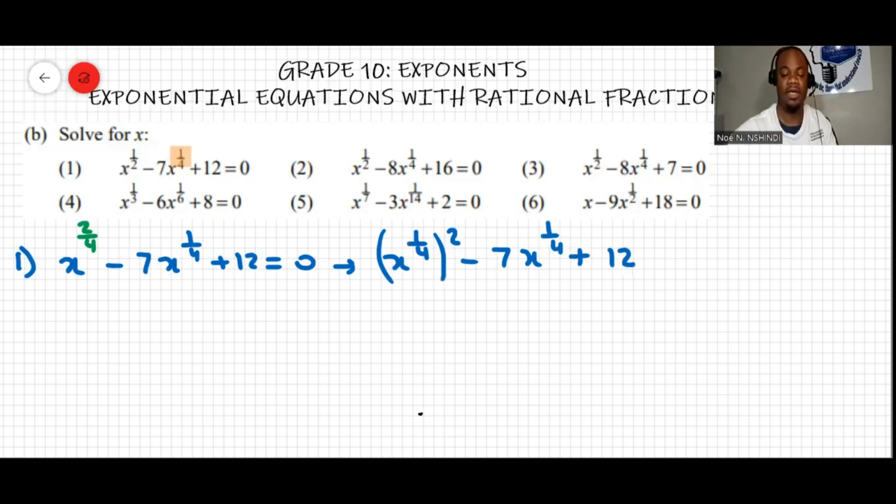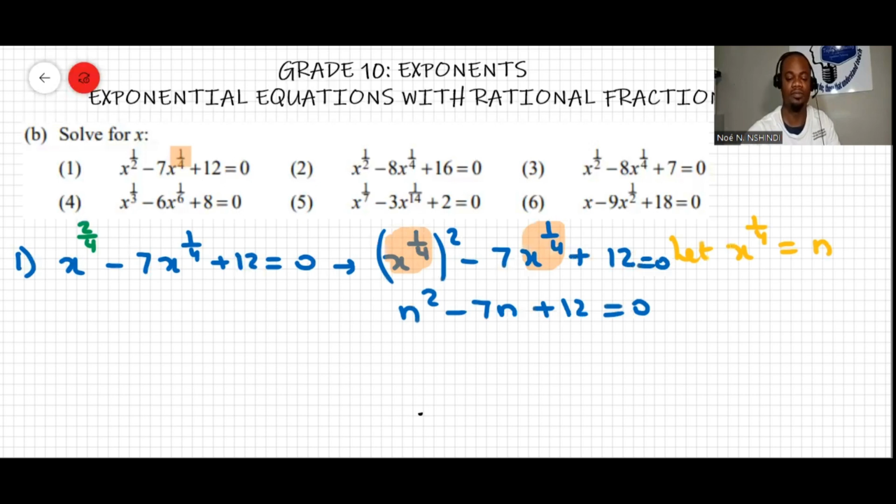Now that I have a quarter over here and a quarter over there, we can do something: I will introduce something called the n method. Let x to the power of a quarter equal n. Wherever there is a quarter, we substitute n, so this becomes n squared minus 7n plus 12 equal to 0.